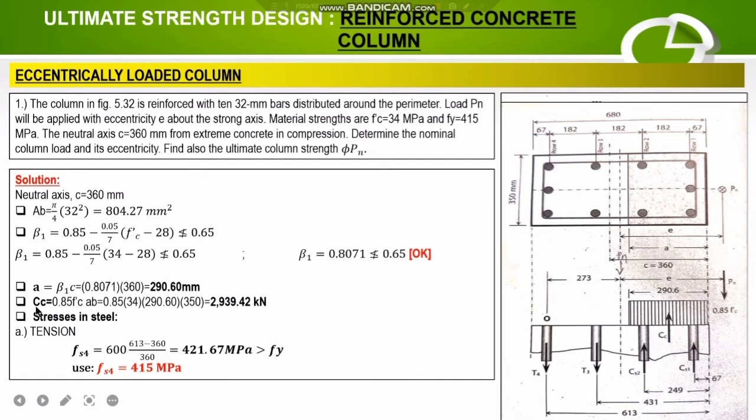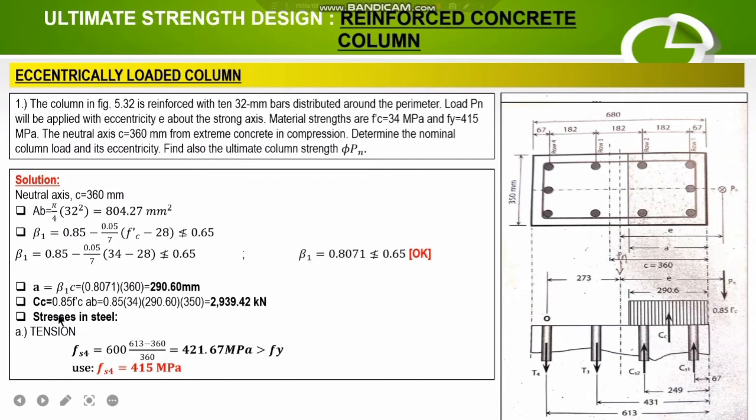And to solve for the concrete compressive force Cc, this is the resultant force of the stress induced by the concrete. So Cc is equal to 0.85 times Fc prime times a times b. Then substitute all the values. Cc equals 0.85 times 34 times 290.6 times 350. Then Cc, or the concrete compressive force, is equal to 2939.42 kilonewtons. So we have already solved the value of Cc.